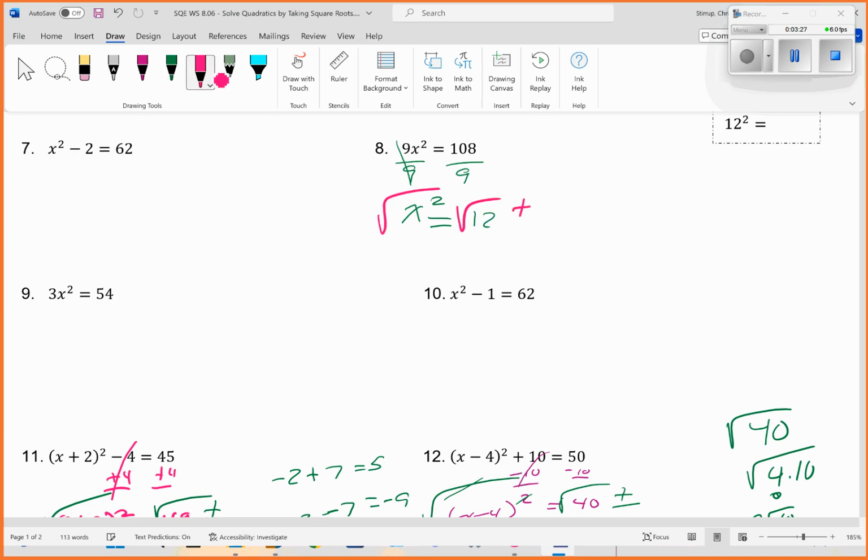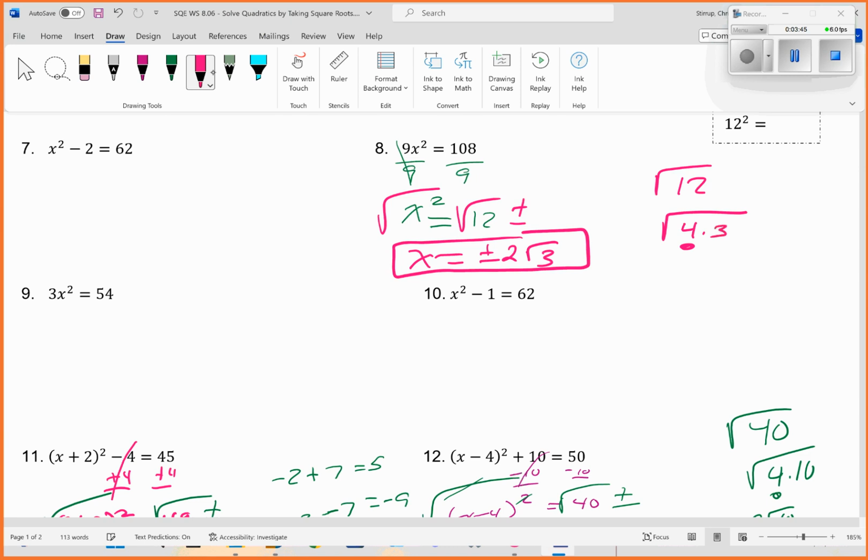Root. Don't forget plus minus. And then root 12 breaks down to what perfect square times another number? 4 times 3. Very good. So square root of 4 is 2. So there's my answer. And that is 2 answers. You have a positive component and a negative component for the answer. Any other questions we can help you with?